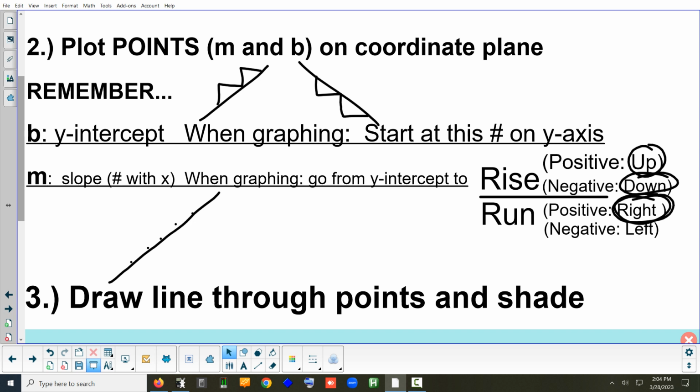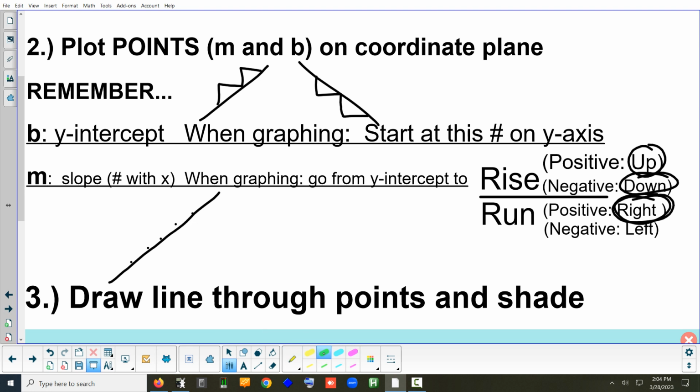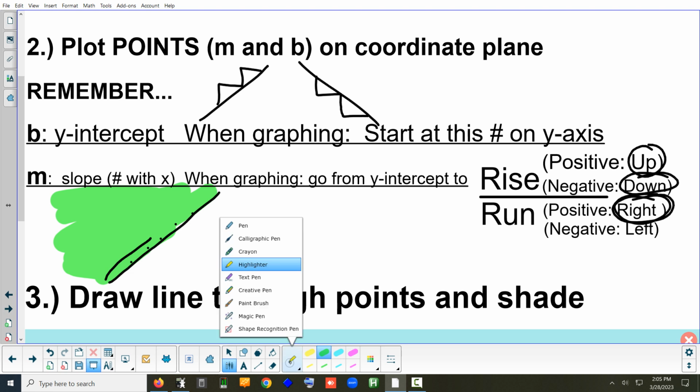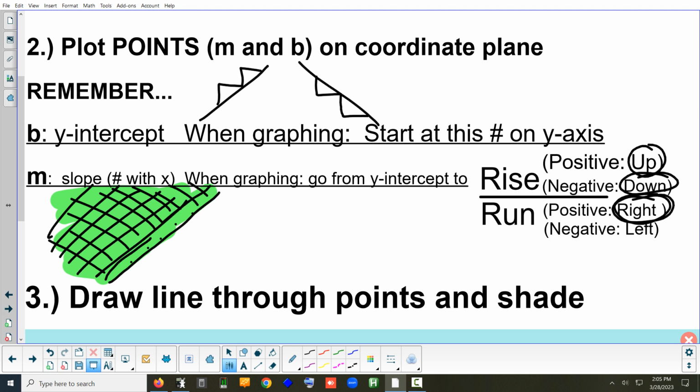We're either going to end up shading above or below. Now, when I do it on the smart board, what I'll do to make it easy to see, I usually use the highlighter. And if I had to shade above, I would just go something like this. And that would represent shading above. If I had to shade below, well, I'll just shade below. But when you guys are doing it on paper, if you have to shade above, you can just draw lines in like that. Right? I mean, you don't have to color the whole thing. You can just draw lines to show shading above.